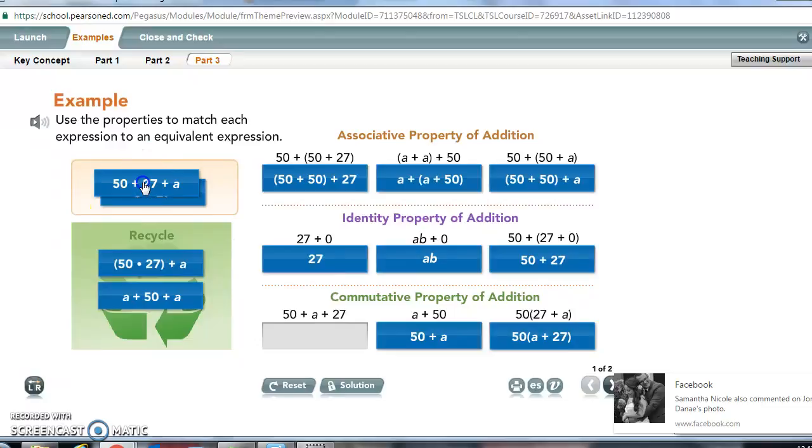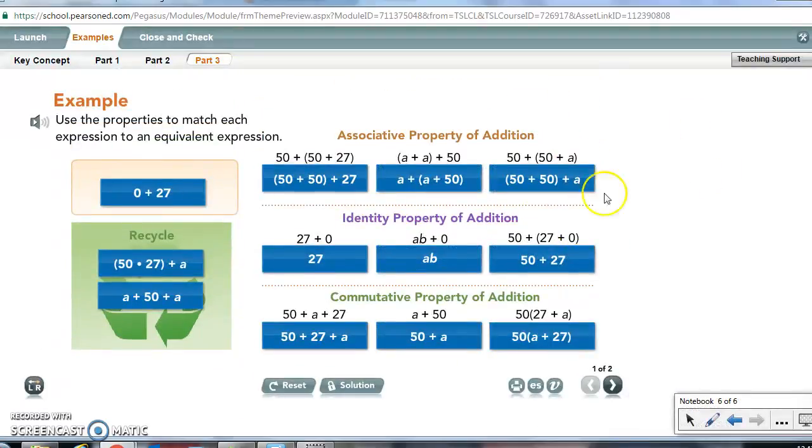Okay, and then 50 plus 27 plus A, we're just moving things around down here. So up top, we moved the parentheses, kept everything in the same order. In the middle, we're just adding 0. Down at the bottom, we're moving the numbers around to make it easier. Go ahead and copy that down.